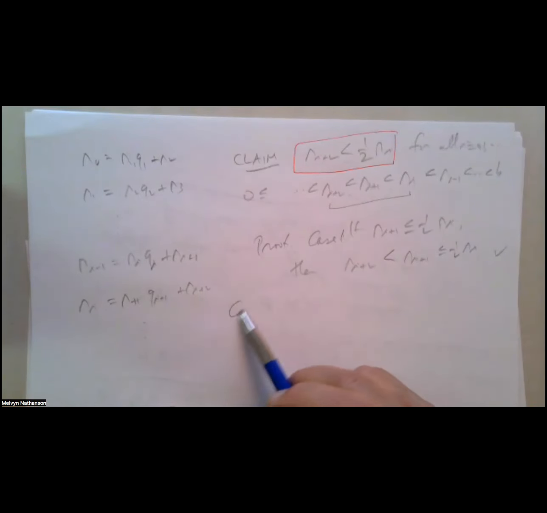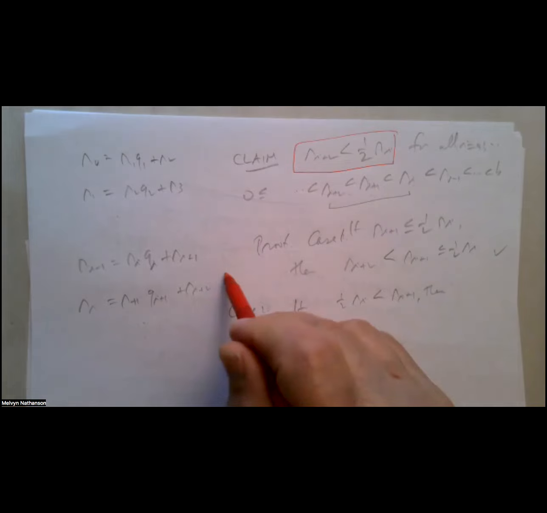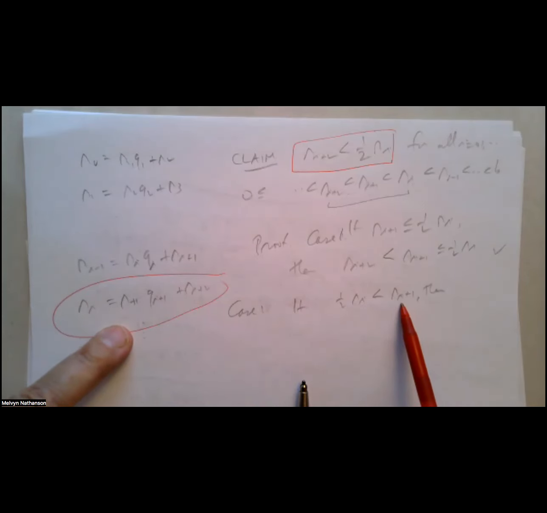That's case 1. What about case 2? Well, case 2 is the opposite case when this inequality doesn't hold. So in case 2, a half RI is strictly smaller than RI plus 1. RI plus 1 is bigger than a half RI. But then in this case, what happens? Let's look at this equation. If we take RI and divide it by RI plus 1, and of course RI plus 1 is less than RI.